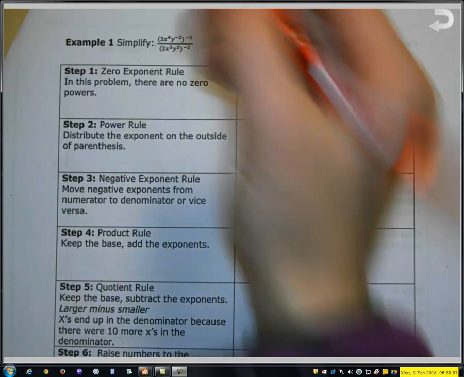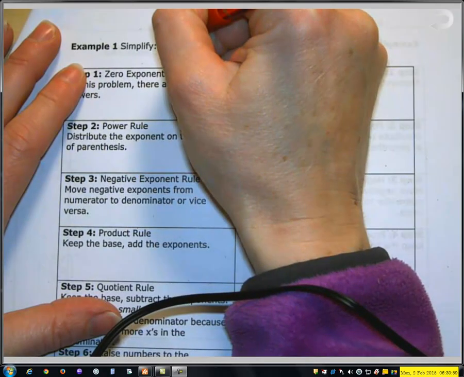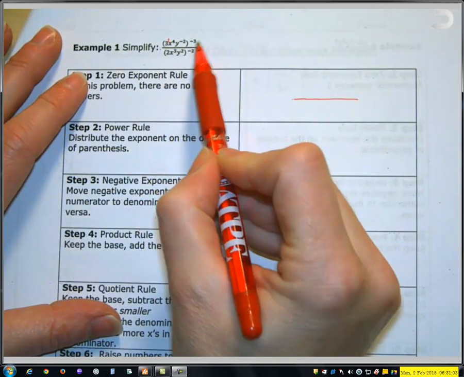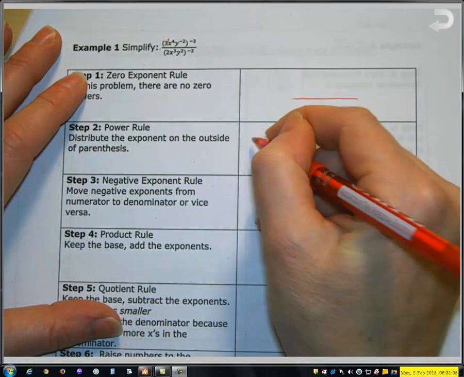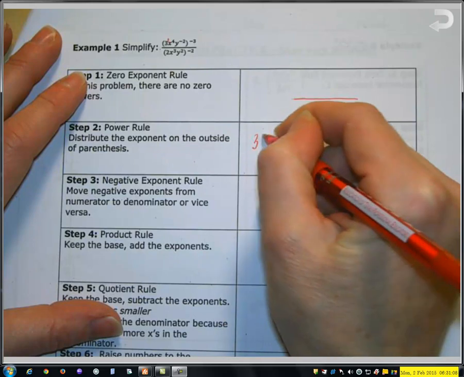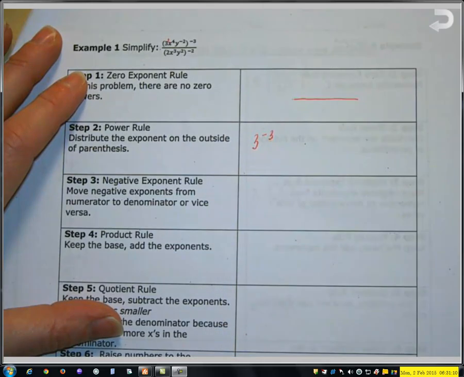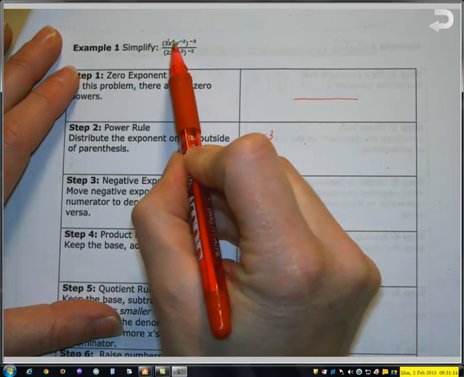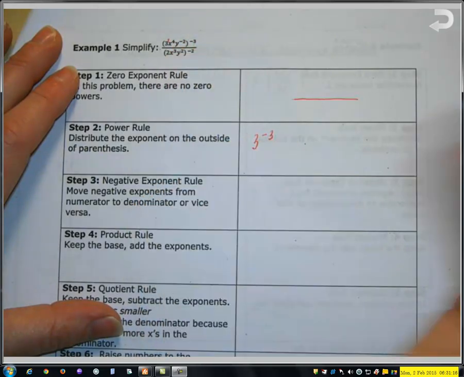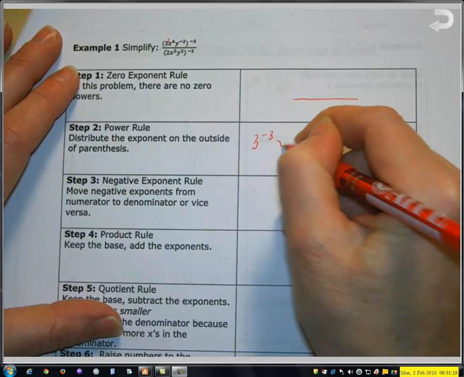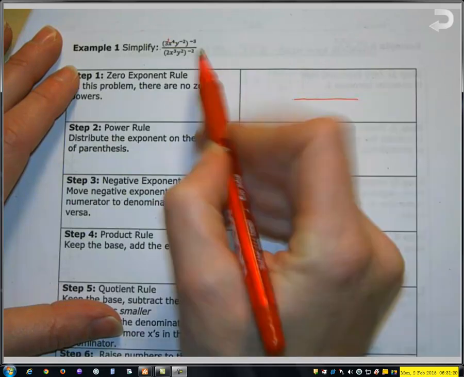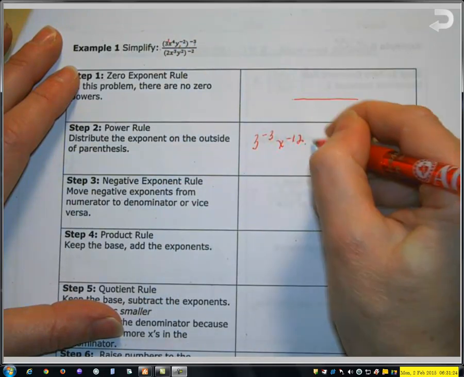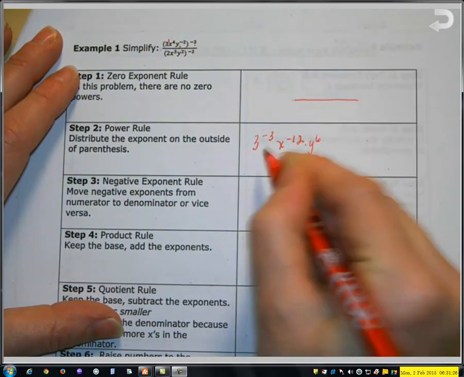So 3 is like saying 3 to the first. So 1 times negative 3 is negative 3. So this becomes 3 to the negative 3 power. Now we're going to multiply the exponent for the x with the negative 3. 4 times negative 3 is negative 12. Now the exponent for the y. Negative 2 times negative 3 is positive 6.